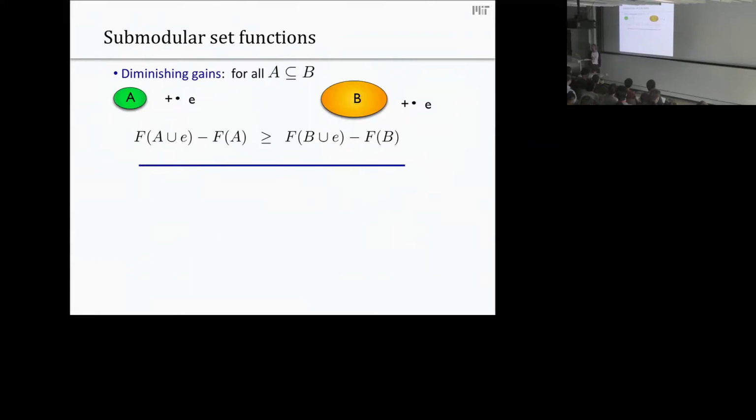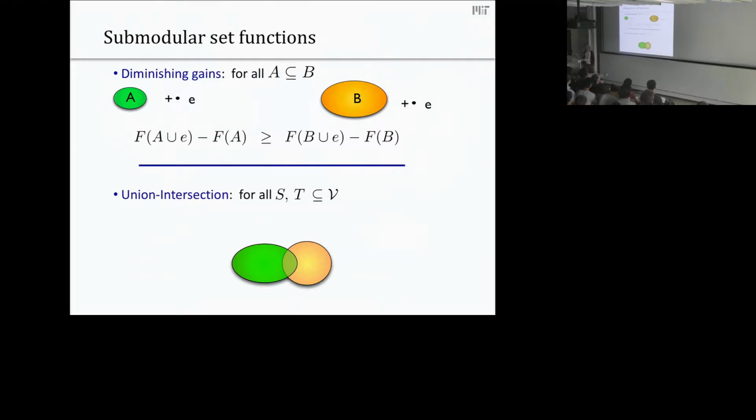Okay, there's one more definition I would like to show you. This is the same thing that we have seen, diminishing marginal gains, diminishing costs. There's an equivalent way to write this condition, and sometimes one is more intuitive. I think this one is the more intuitive one, but sometimes one is more convenient to prove submodularity than the other one. So what's the other one?